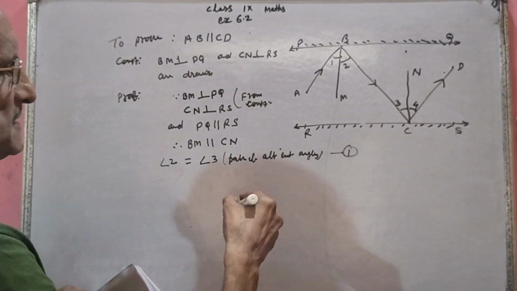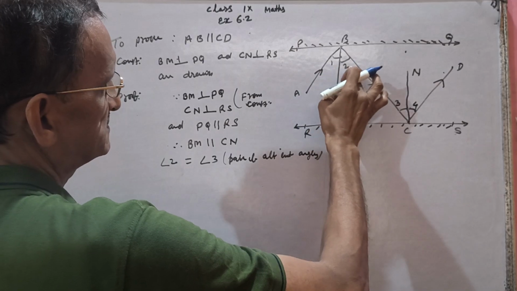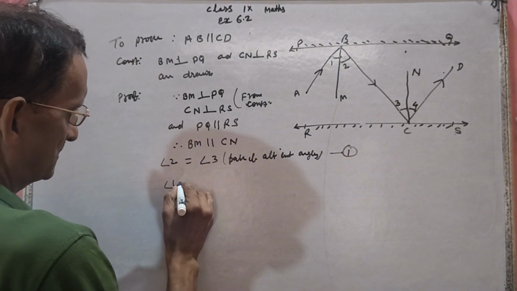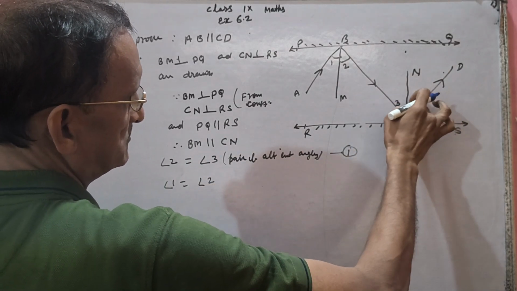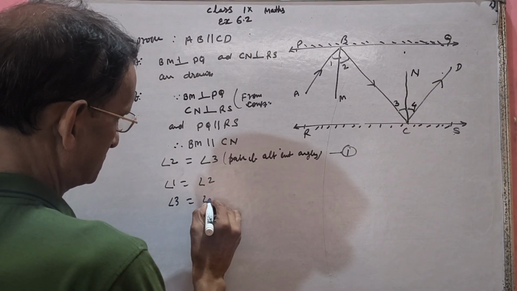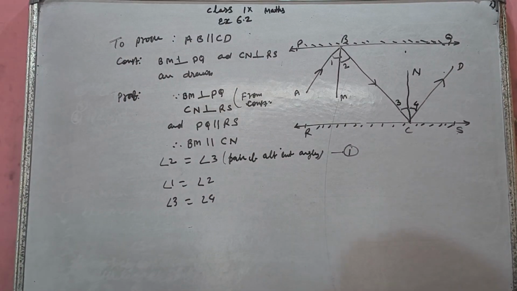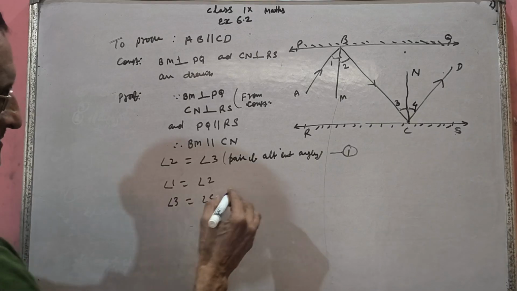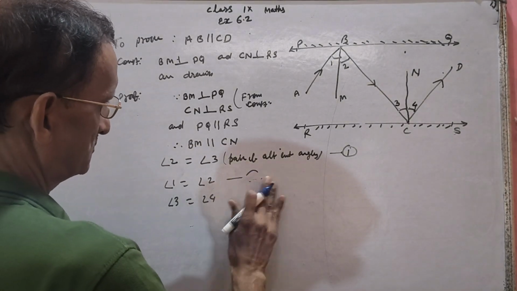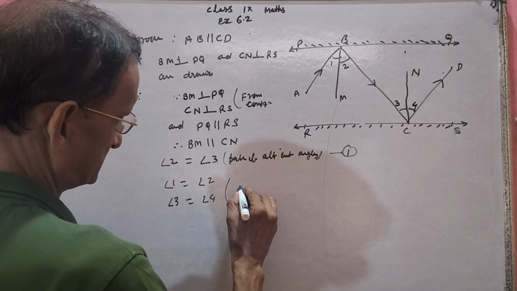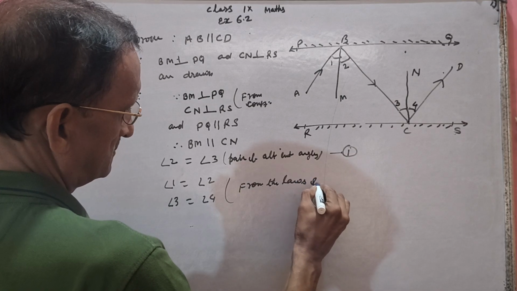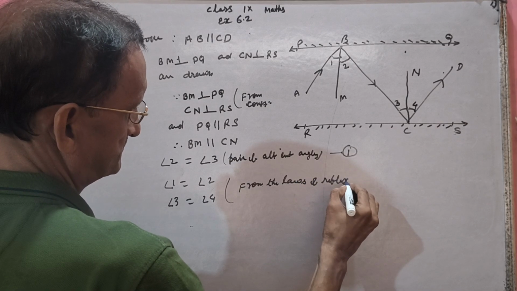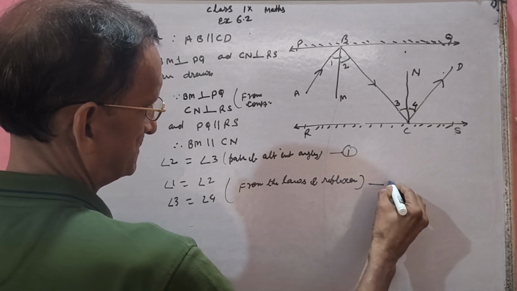Okay, now from the laws of reflection, angle of incidence is equal to angle of reflection. So angle 1 will be equal to angle 2. This is incident angle. Angle of incidence, this is angle of reflection. Angle 3 equal to angle 4. You give the reason: from the laws of reflection. Okay, let it be equation 2 here.